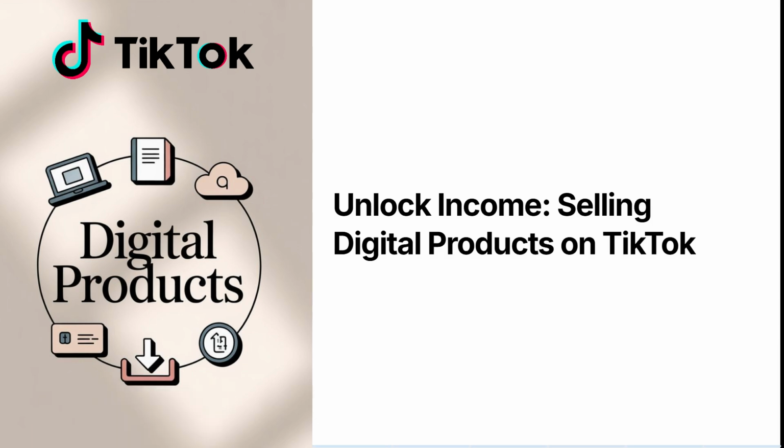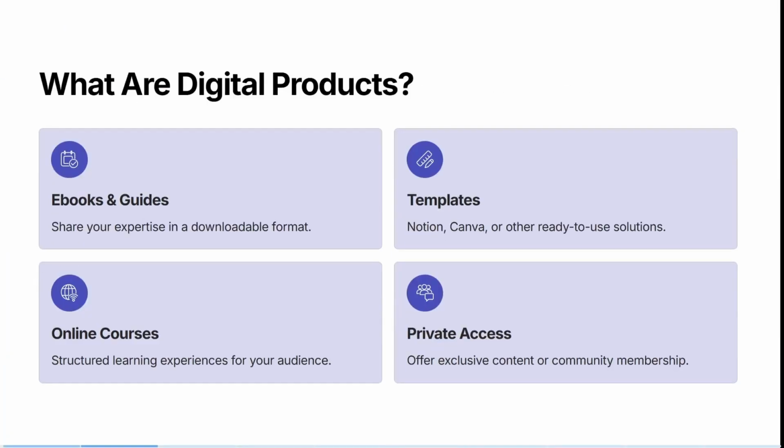Now let's come to the main part of the video. First of all, let's understand what digital products really are. Digital products are items you create once and sell many times without delivering or shipping. Examples include ebooks, Notion templates, Canva templates, social media guides, online courses, and even access to private communities. The best thing about digital products is that you don't need to create a new product for every customer.